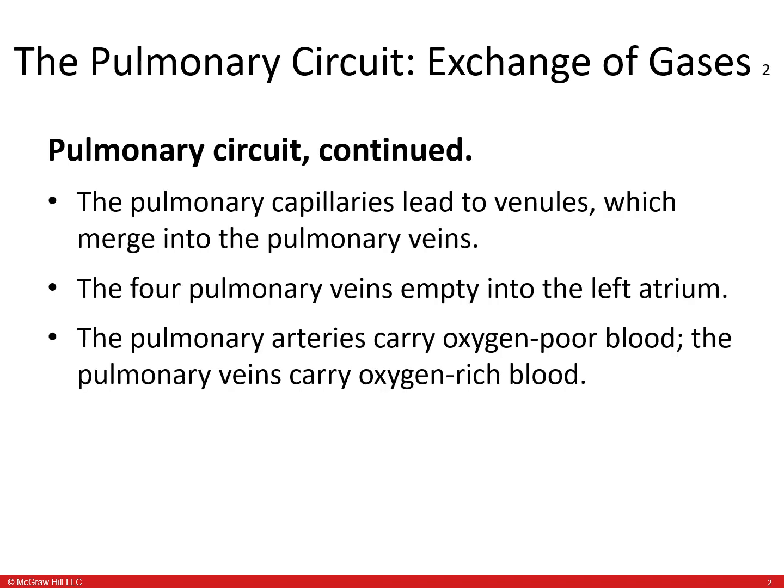The pulmonary capillaries lead into venules, which then merge into the pulmonary veins. The four pulmonary veins empty into the left atrium. The pulmonary arteries carry blood that is poor in oxygen, and the pulmonary veins carry blood that is rich in oxygen.